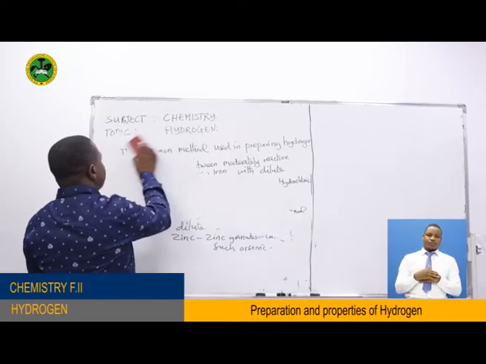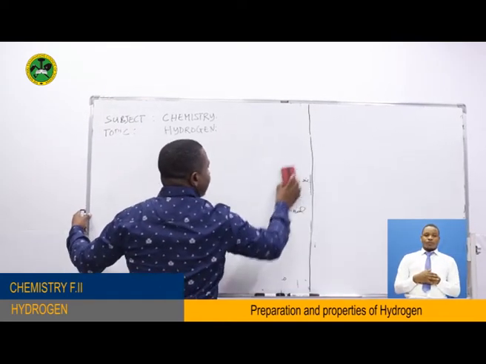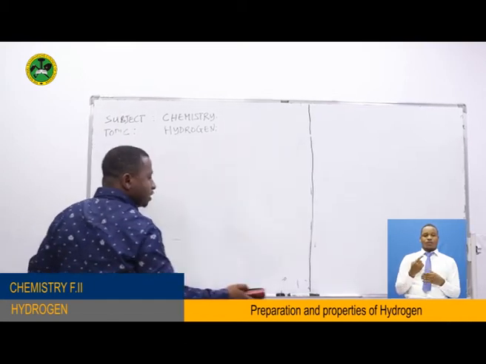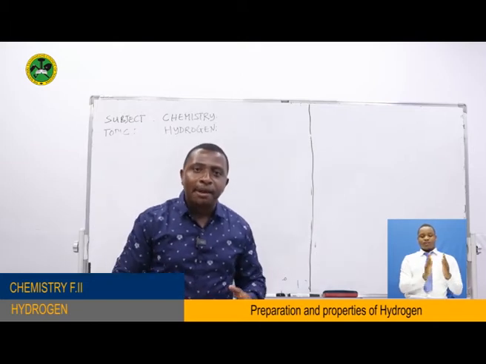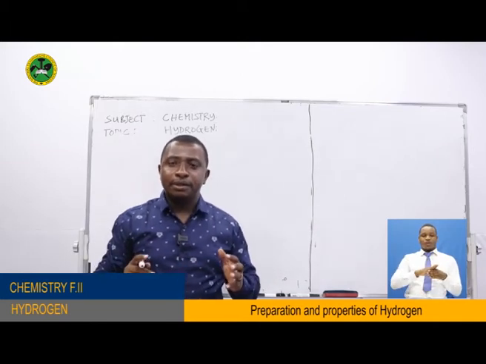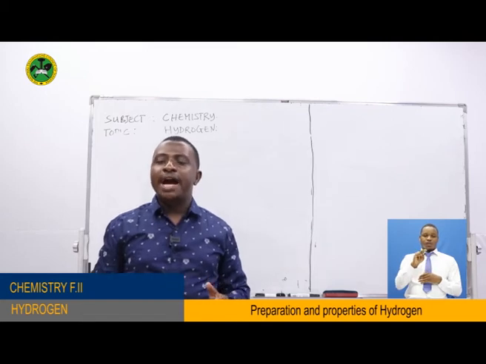Now, let us go specifically on the preparation of hydrogen by using zinc and the dilute hydrochloric acid.